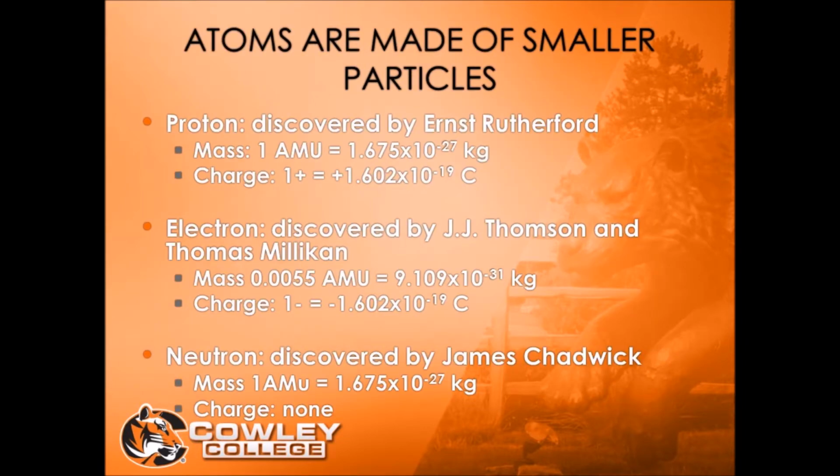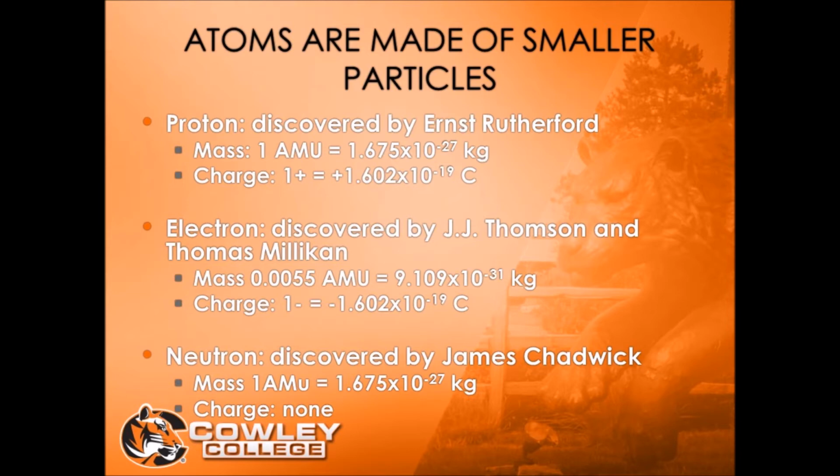Slide 3. Atoms are immutable in normal chemical reactions, but they are made of smaller particles. There are 3, and the first is the proton. It has a mass of 1 AMU, or atomic mass unit, which is equal to 1.675 times 10 to the negative 27th kilograms. We use the atomic mass unit for protons because it is more convenient given the small size of the atom. The proton is positively charged, and we say it is plus 1 in atomic units, which is equal to 1.602 times 10 to the negative 19th coulombs.